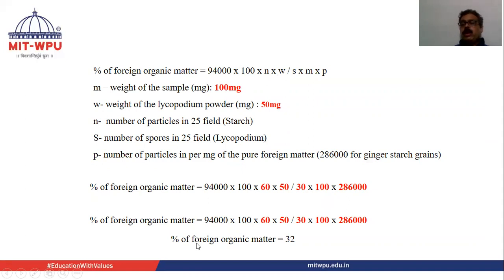So in this way, by comparing the Lycopodium spores with the starch grains, we can find out the percent organic content present in the ginger powder.